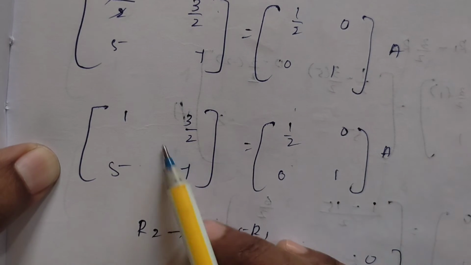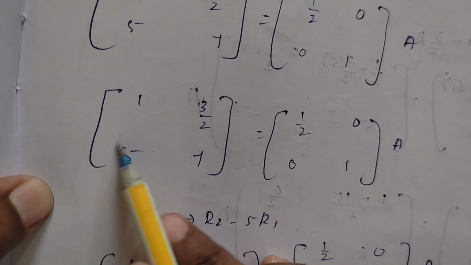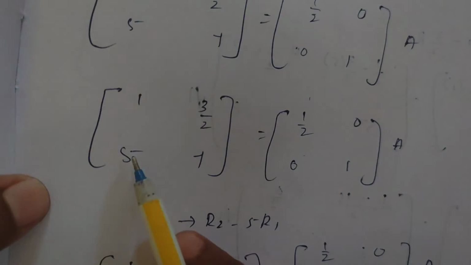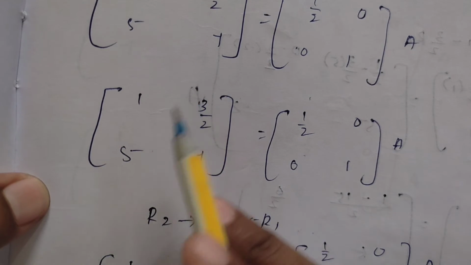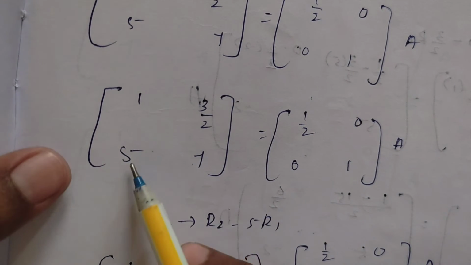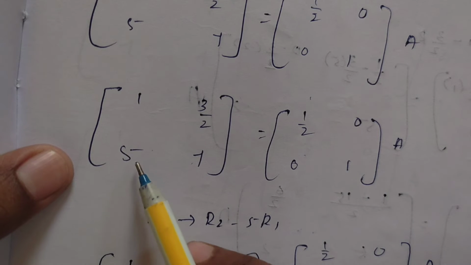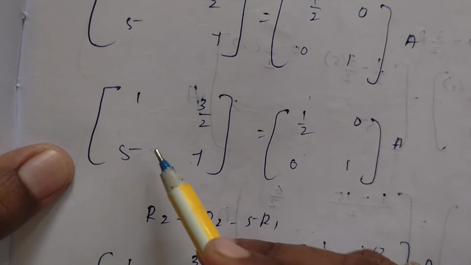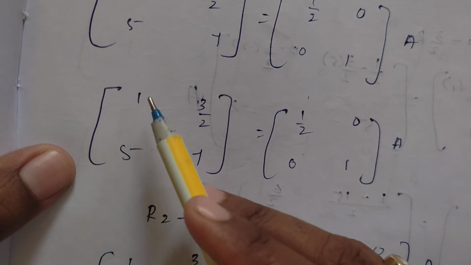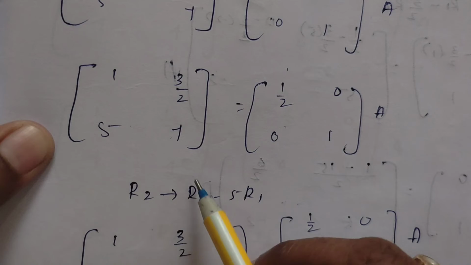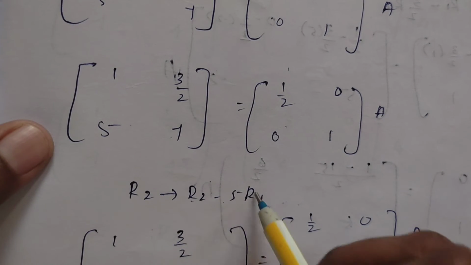Next step is, you should make this element 0, second row first element, with the help of R1. So with the help of R1, how will you make this 5 into 0? 5 minus 5 will give you 0. So I am multiplying our R1 by 5. So R2 tends to R2 minus 5 R1.